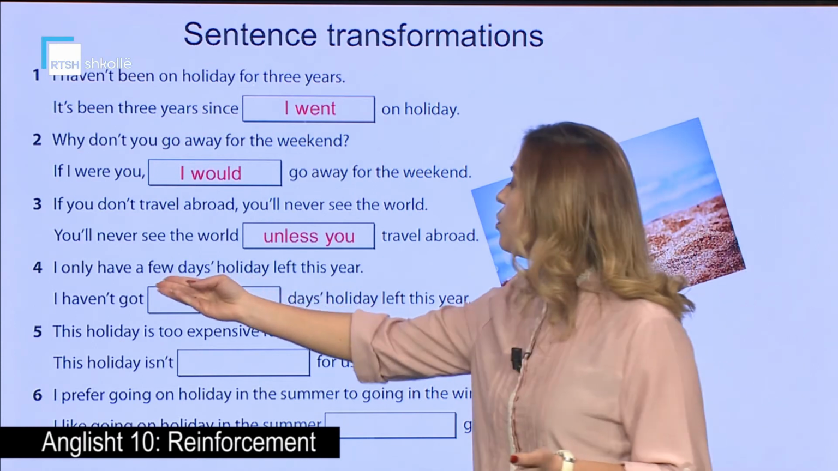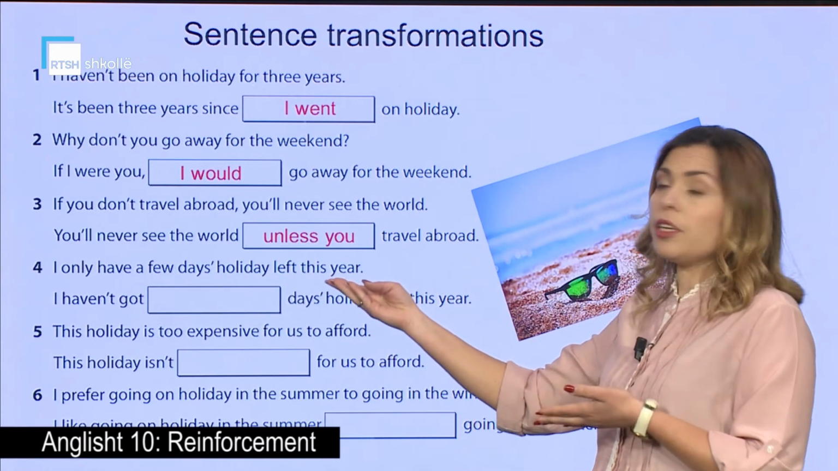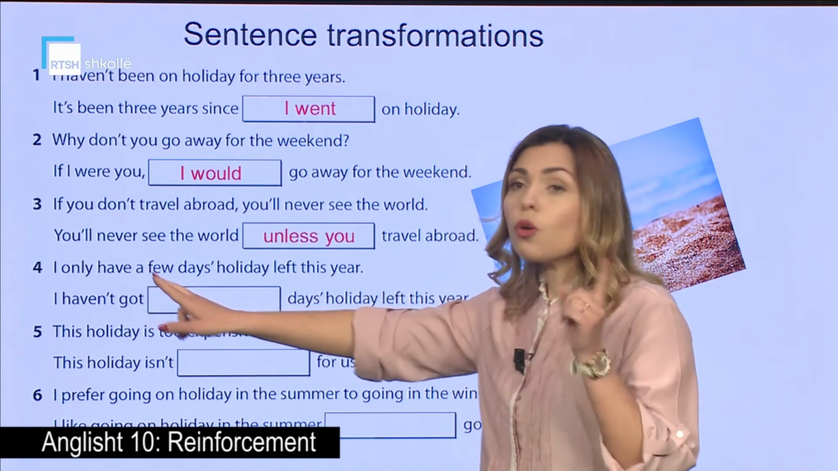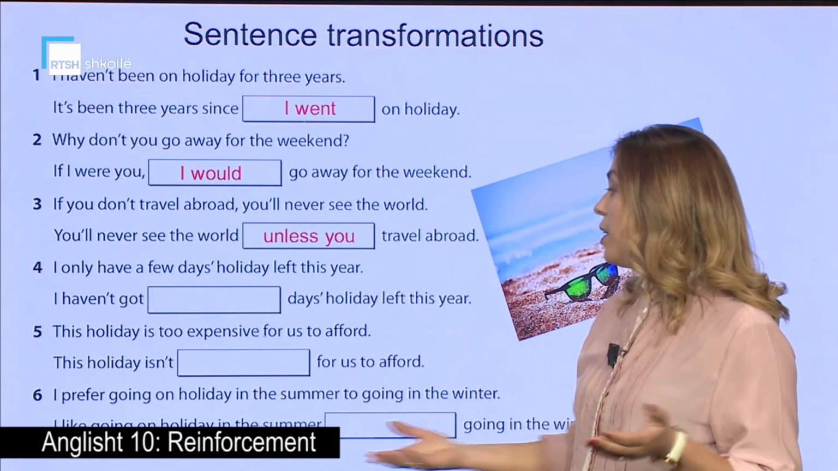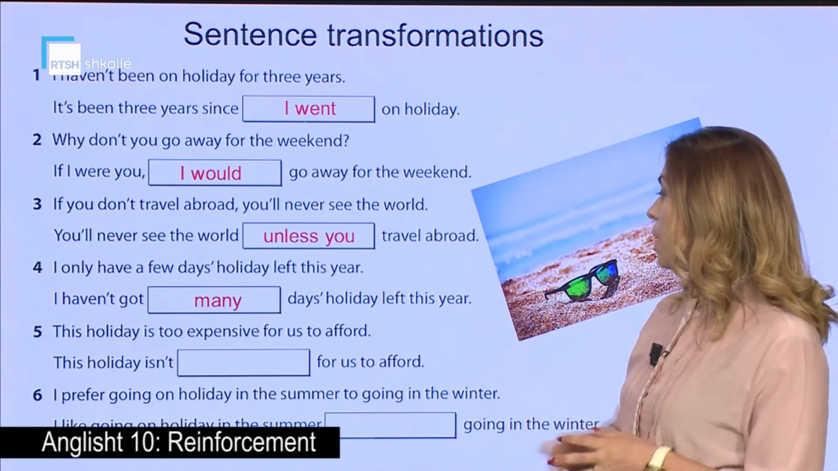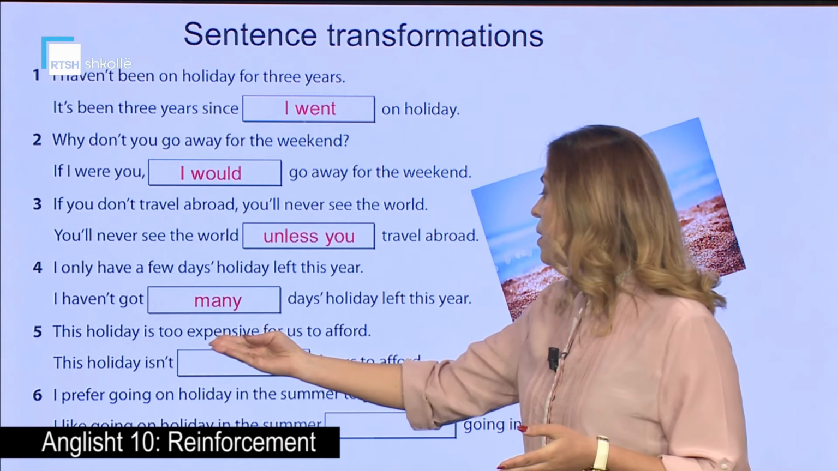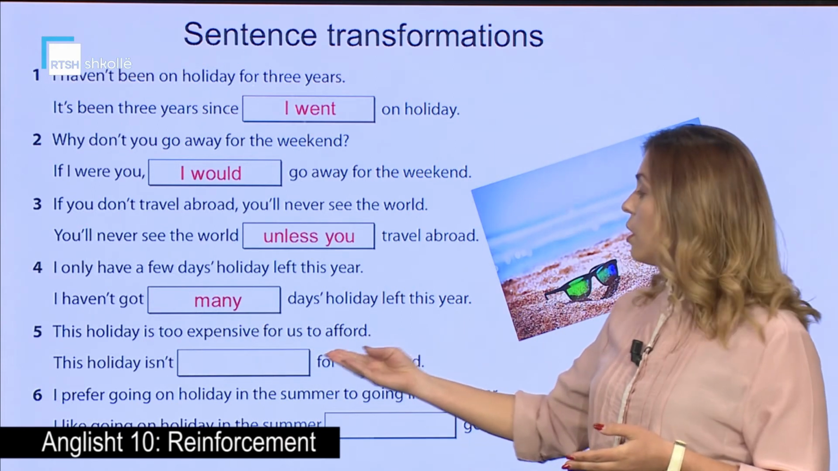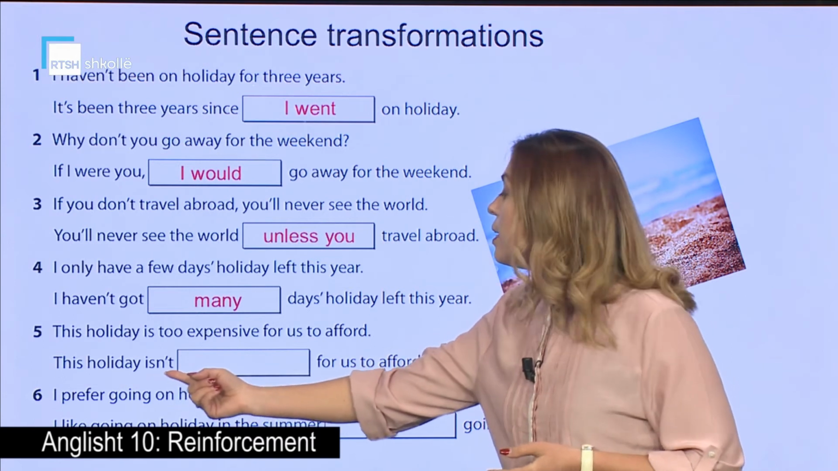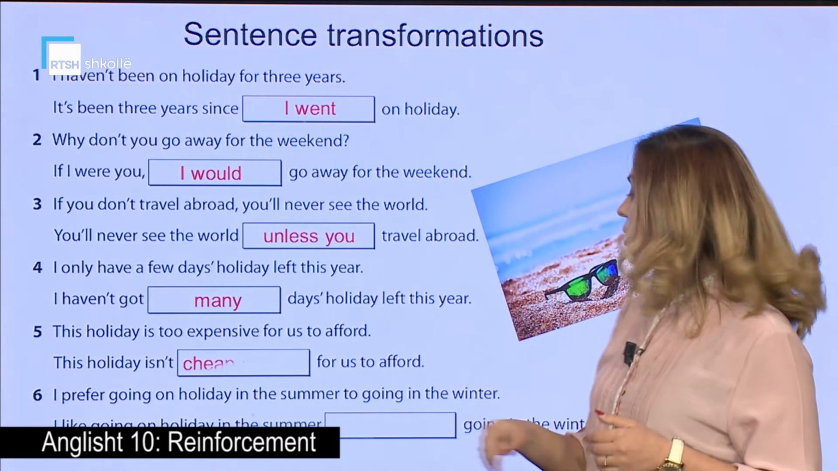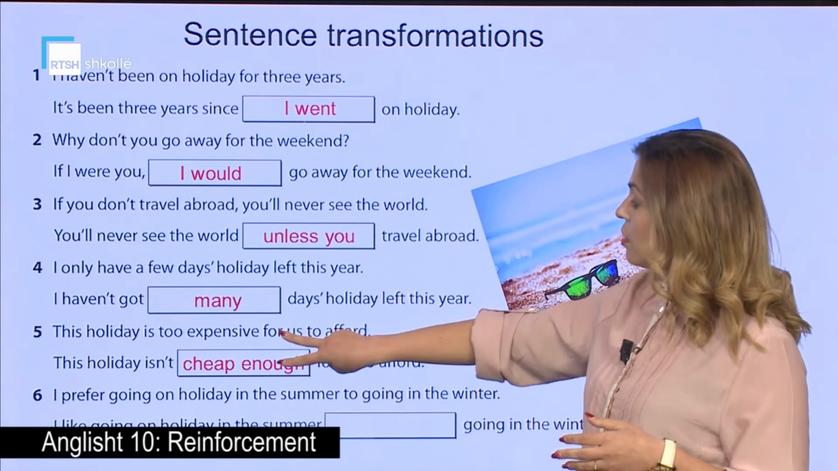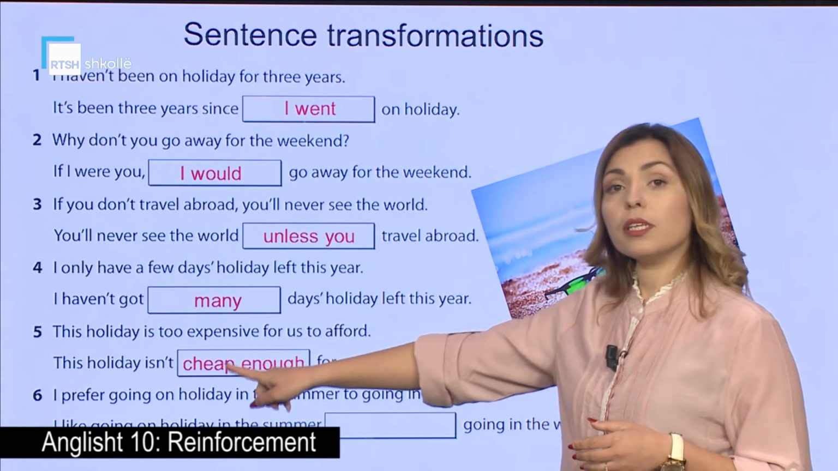I only have a few days holiday left this year. So, I only have a few. So, I don't have many, of course. I haven't got many days holiday left. This holiday is too expensive for us to afford. If it is too expensive, then the holiday isn't what? It isn't cheap enough. As we can see, we've got two sentences, but we've got the opposite in the second one.